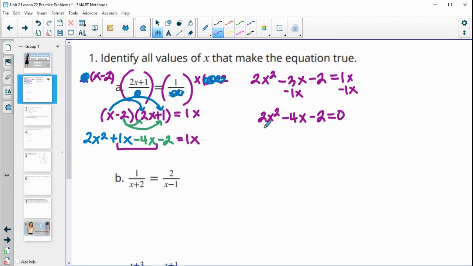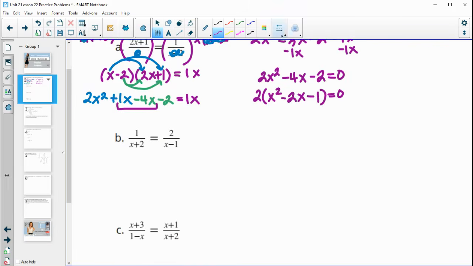And now we're going to want to factor this. And so I'm going to be able to factor out a 2. So when I factor out a 2, I'm left with x squared, because 2x squared divided by 2 is x squared. Negative 4x divided by 2 is negative 2x. And then negative 2 divided by 2 is negative 1.